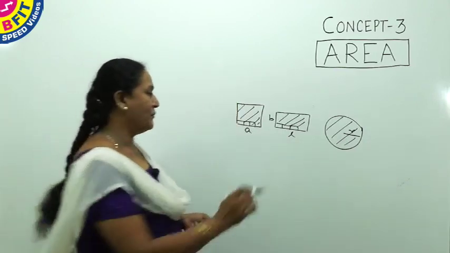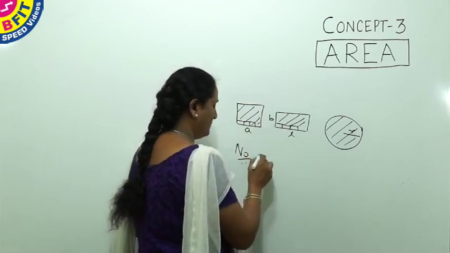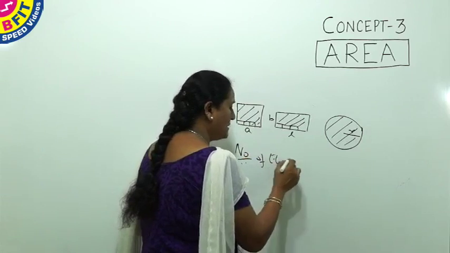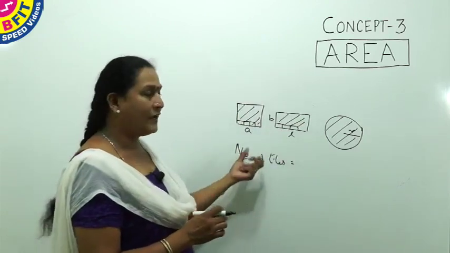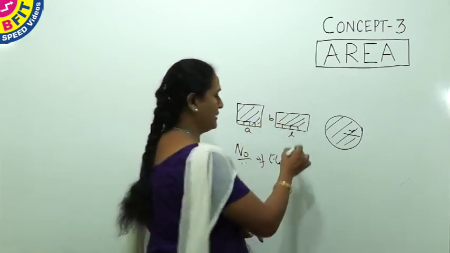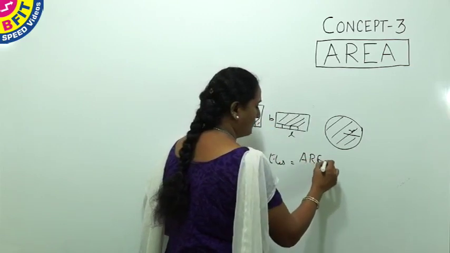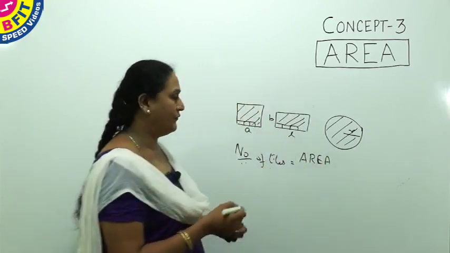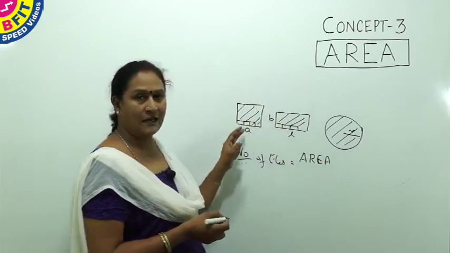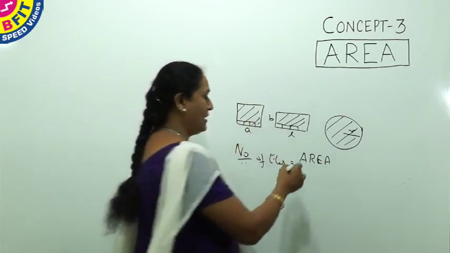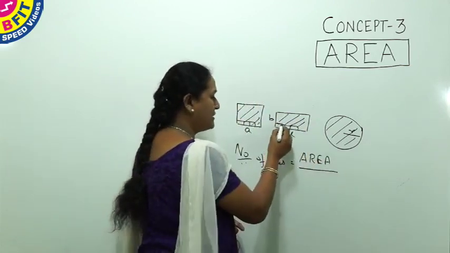So to find the number of tiles: how many tiles are required to floor a rectangular room? Find the area of the rectangular room, that is length and breadth multiplied, so we get the area of the room. If it is a rectangle, L into B. If it is a square, you find the area using a square. And the total area is divided by the area of a single tile.